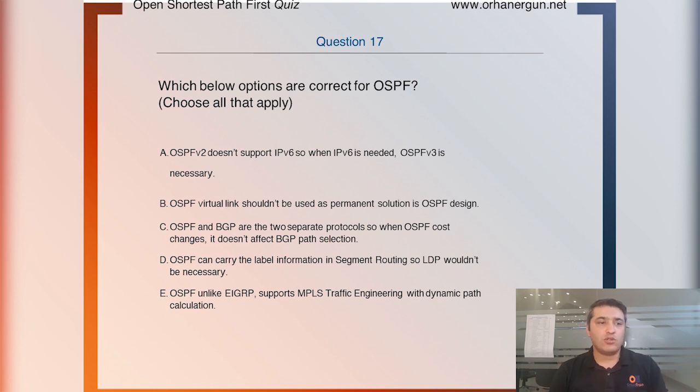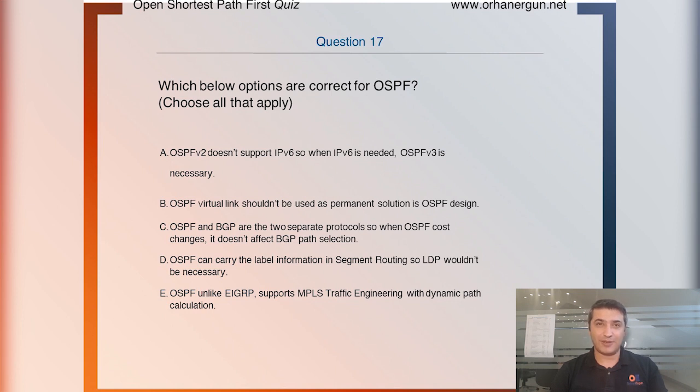OSPF virtual link shouldn't be used as a permanent solution in OSPF design. Yes. Do you want a GRE tunnel staying in your network all the time, or maybe many GRE tunnels? You don't want that, right? In good design, simple design, we always want things as simple as possible. Keep it simple, stupid. We call it the KISS principle. I'm not saying you are stupid, don't get me wrong.